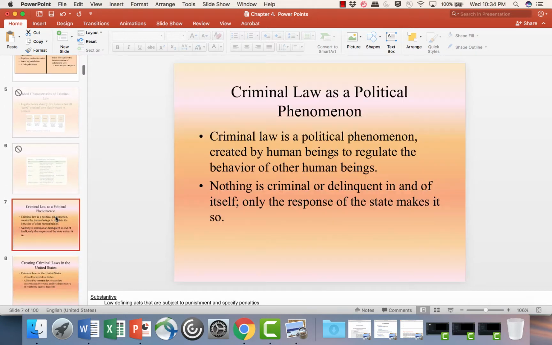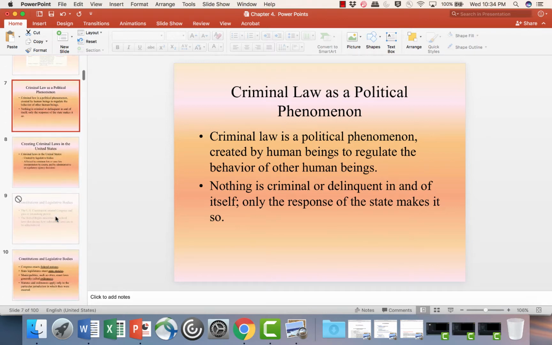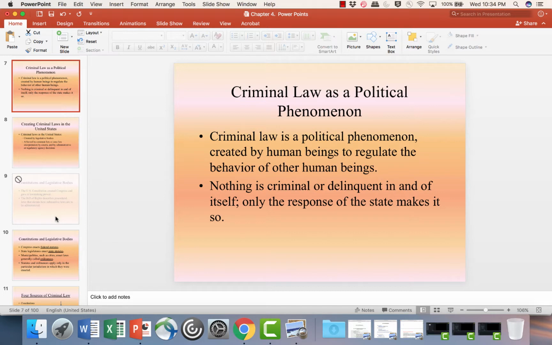Pardon me. We talk about criminal law as a political phenomenon. All I mean by that is just that human beings regulate the behavior of other human beings, so just to know that what we have as law today might change.